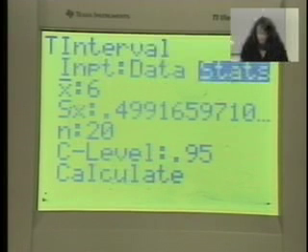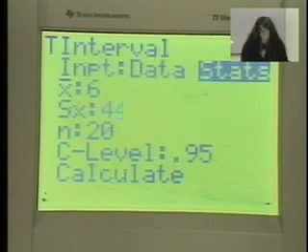and all we need to do, I think our X bar stays the same. We're going to enter a sample standard deviation of 4. Our N is going to stay 20. This time we're doing a T confidence interval. We'll move down to calculate, and we'll press enter.